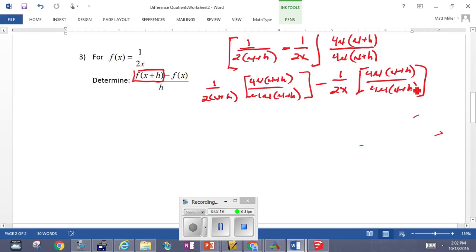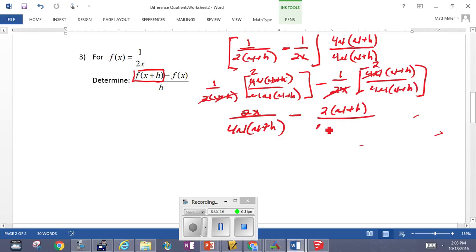Now, we simplify. 2 goes into the 4 twice. The x plus h is lost. What am I left with? 2x over 4x times x plus h. Minus, now we do this fraction. 2x cancels out with that, leaving 2 times x plus h over that common denominator, 4x times x plus h.